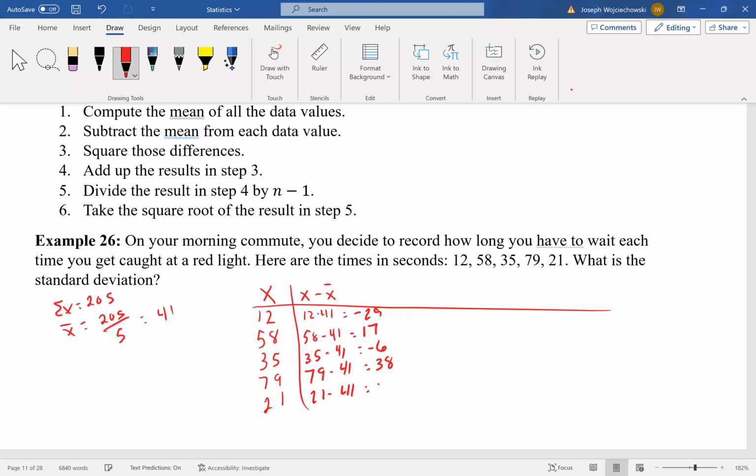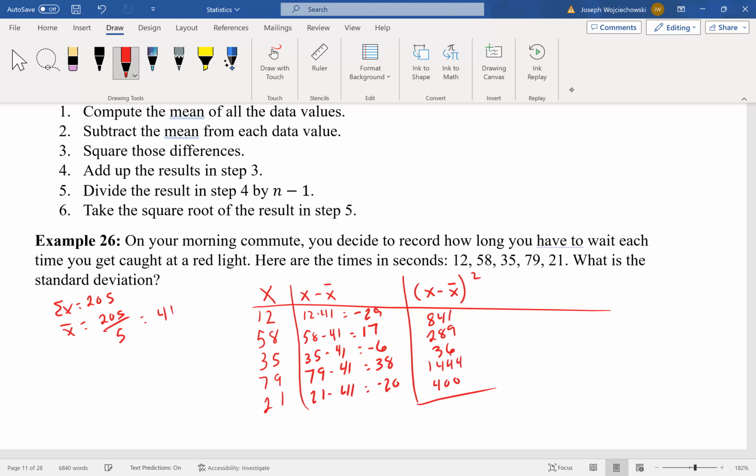We want to square those differences, so we're taking x minus x bar and squaring it. So negative 29 squared is 841. 17 squared, 289. 6 squared is 36. 38 squared is 1,444. And negative 20 squared is 400.